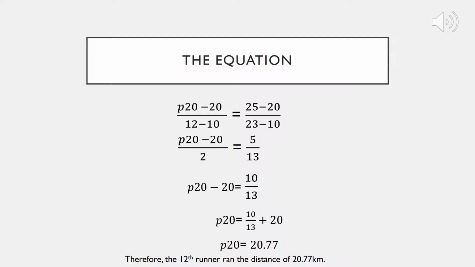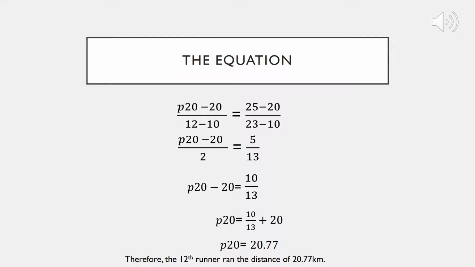Then this is equal to the width of the whole number line, which is (25 minus 20) divided by (23 minus 10). Now we have our equation, we can solve to find P20. It's easier to work out the right side, so we will do this first. We know that 25 minus 20 equals 5 and 23 minus 10 equals 13. Therefore, the right side now equals 5 divided by 13. Now we can start to solve the left-hand side. We can solve our denominator first, which is 12 minus 10, which equals 2.